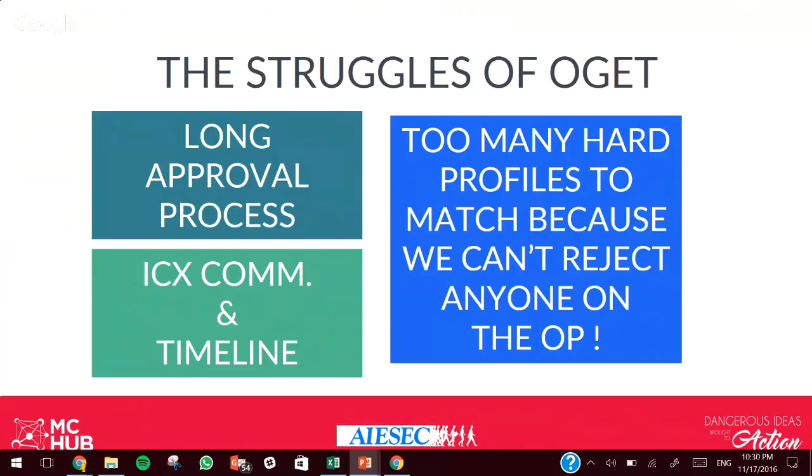And that's why it's so frustrating, because you can't control what ICX is doing, right? And I think the number one thing that I see all the time, even when we talk about focus and all these things, is that we have too many hard profiles to match because we can't reject anyone on the OP. With the opportunities portal, we can't say, no, you can't go on an internship, right? So that inability to say no actually hurts us in focus, and we don't know really how to balance that. It's just really hard to find how we can match the people that we have to the opportunities that exist and guarantee that they'll get approved, because the profiles are so specific, right?